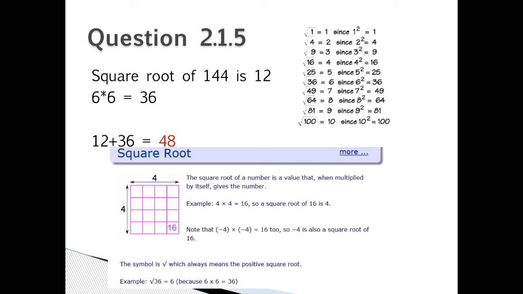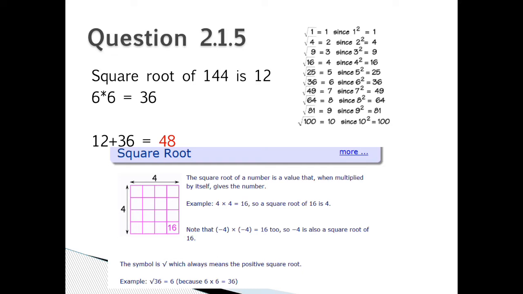Let's look at some examples. The square root of 1 is 1, since 1 squared is 1. The square root of 4 is 2, since 2 squared is 4. The square root of 9 is 3, since 3 squared is 9. The square root of 16 is 4, since 4 squared is 16.